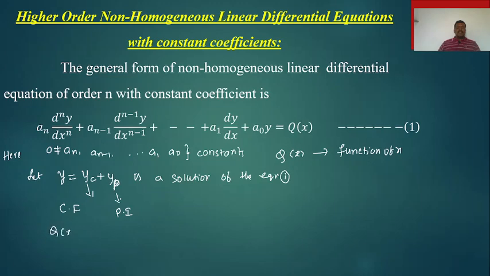Here Q(x) has various forms, particularly x^k, b e^(ax), b sin ax, b cos ax, or finite combinations of these.